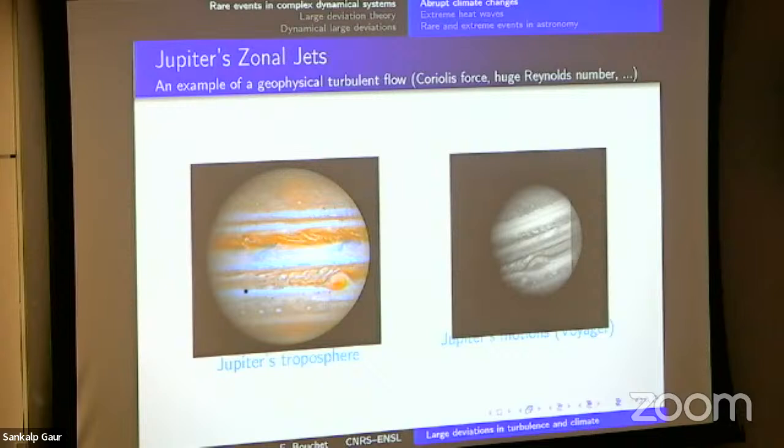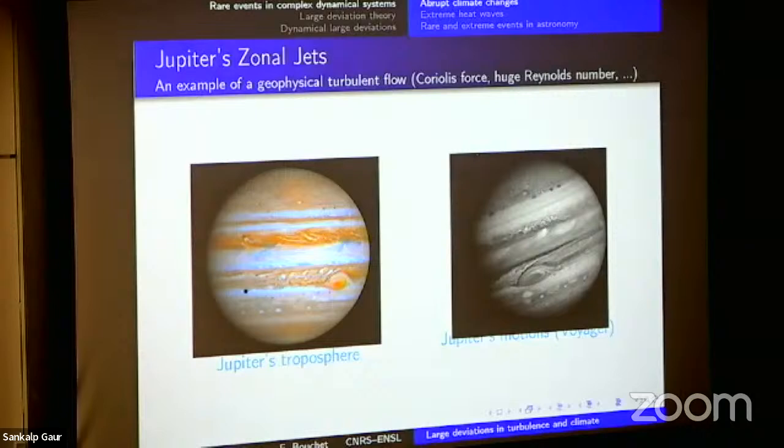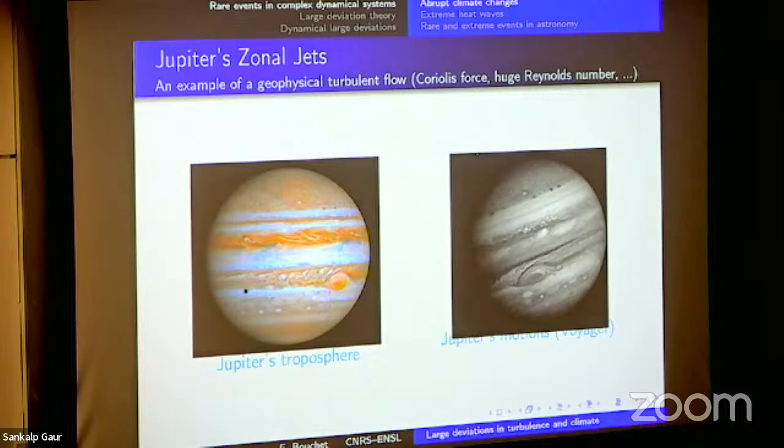Okay, so I will speak. As I told you, we are not yet able to study this abrupt climate change for the Earth, but we did some things related to abrupt climate change for simple models of Jupiter's troposphere. And so you see here a classical picture of Jupiter's troposphere, and you see these bands here, and those bands are correlated to the vorticity of the flow, as I will show you later.